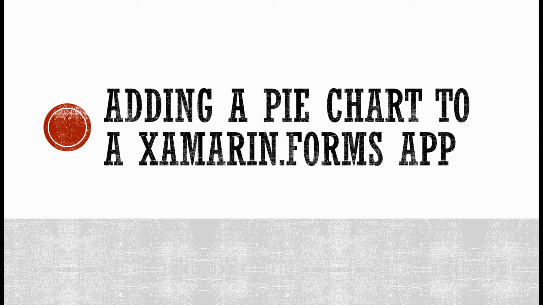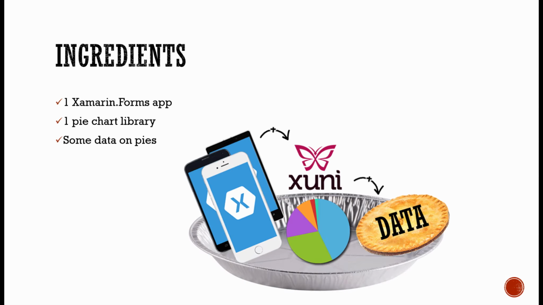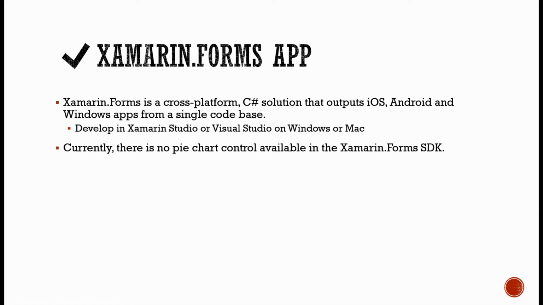Now let's shift to our mobile app and add a pie chart control to it. For this project, I need three main ingredients. One Xamarin.Forms app, one pie chart library, in this case I will be using the Xuni library, and some data on pies to plot in my app. So let me talk briefly on each of these ingredients.